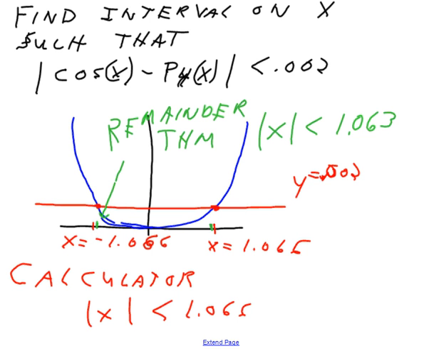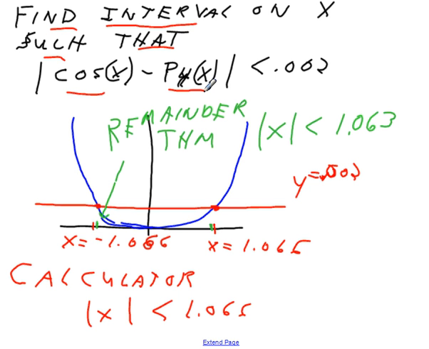We learned in our last video when we solved the following problem, part 8 of this homework problem, we found an interval on x such that the approximation error, which is the original function minus the approximation, is less than 0.002. And we found that two different ways.